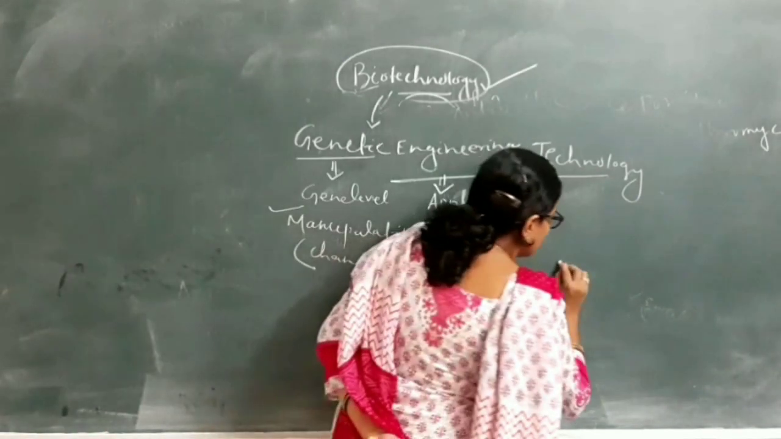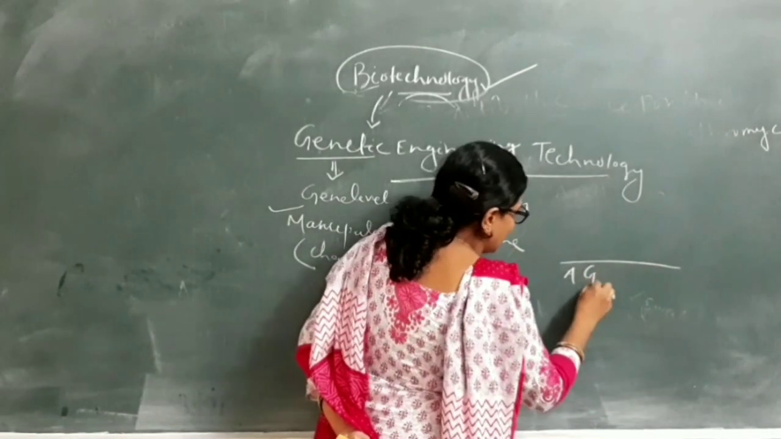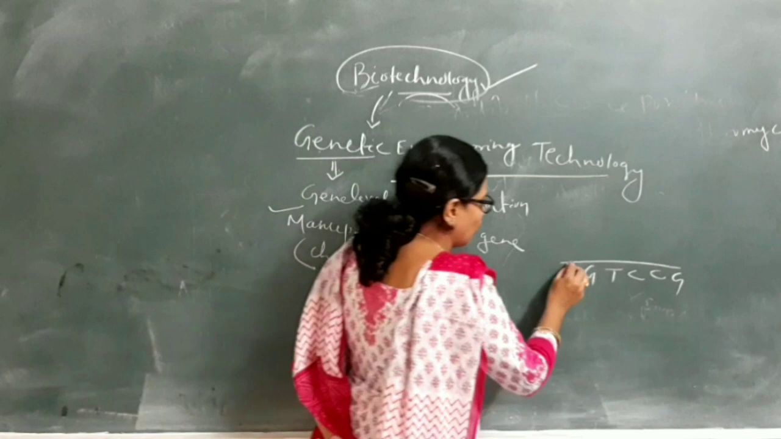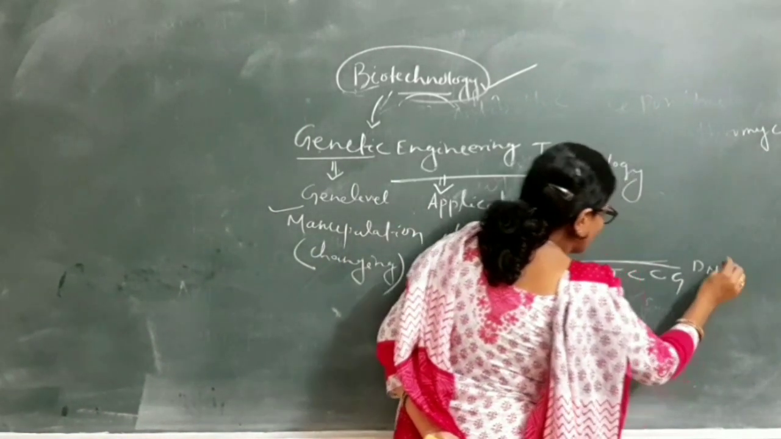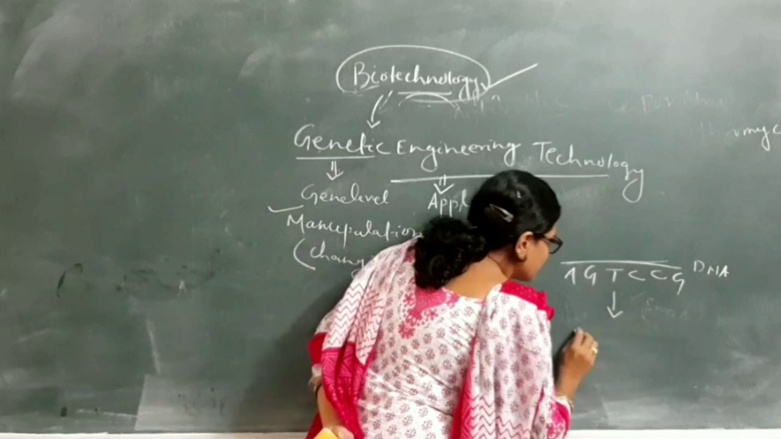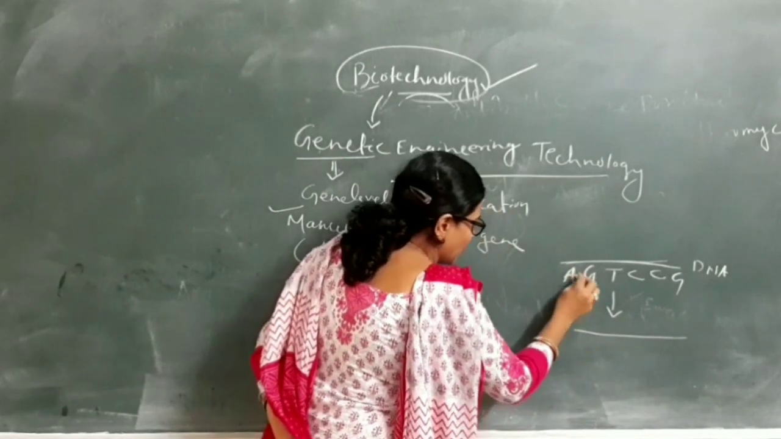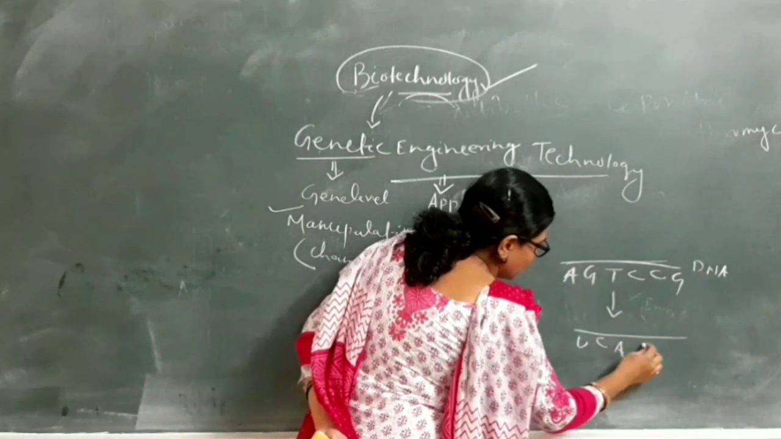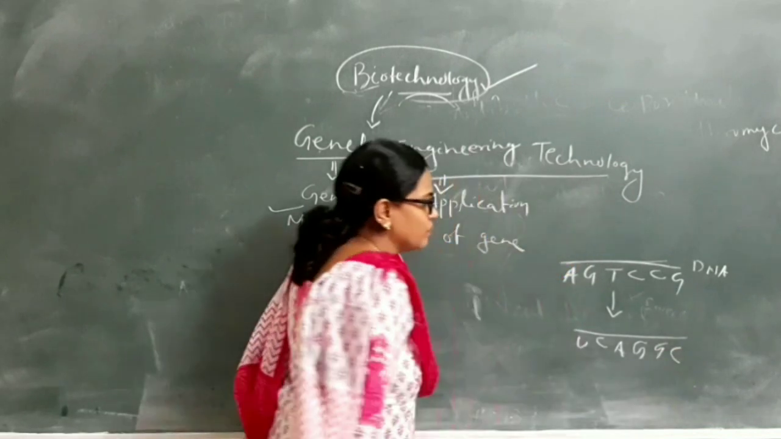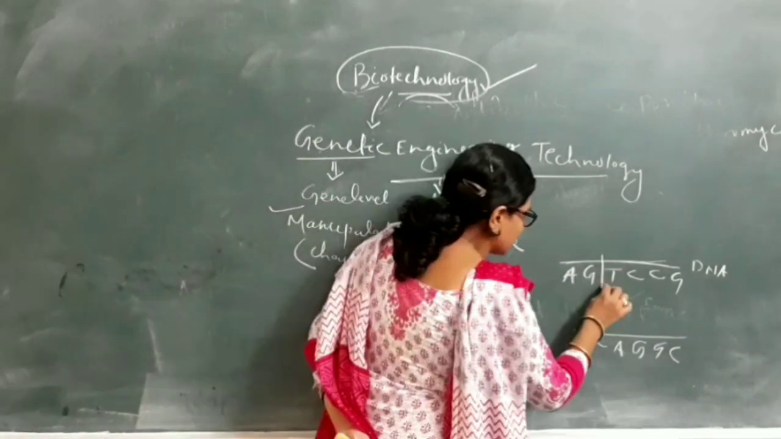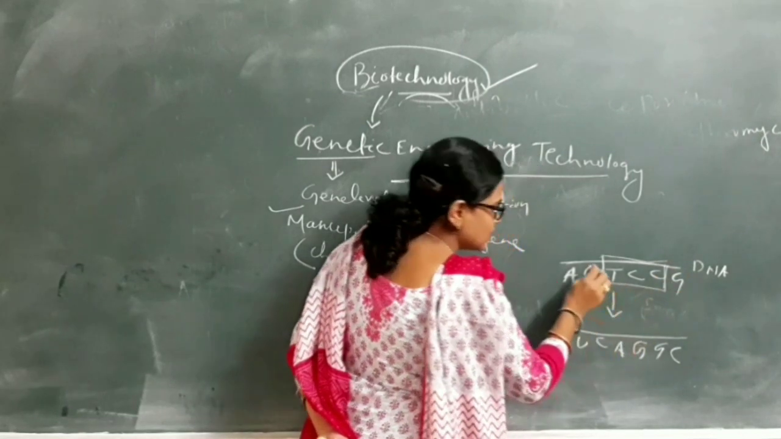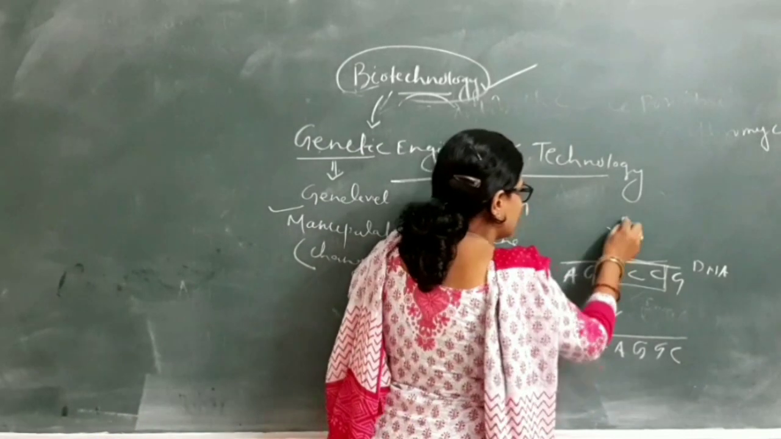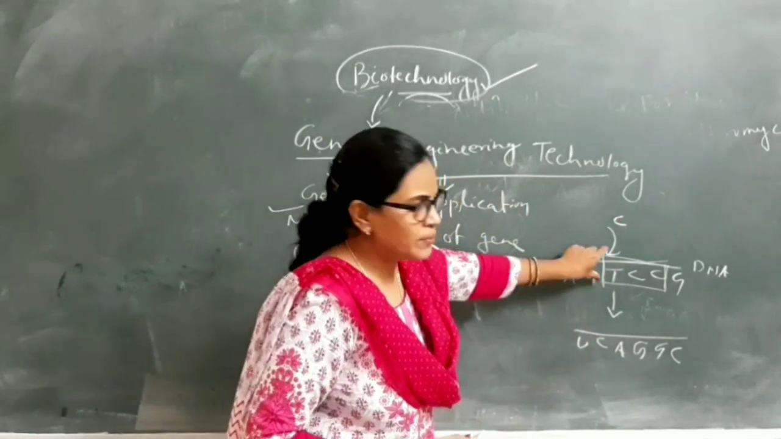For example, this is the structure of DNA: A, G, T, C, C, G. This is a fragment of a strand of DNA, and this DNA produces a single-stranded RNA. In the case of A, it is replaced by U, then G, A, U, C, C, G. And this particular portion is defective. In the case of T, C is required. This is the defective DNA portion.